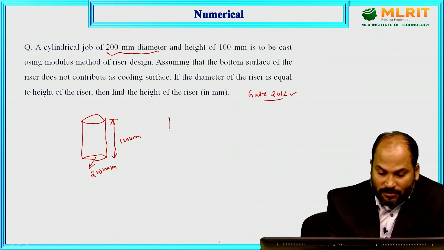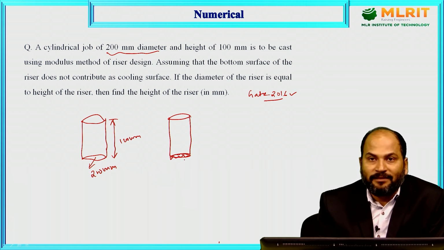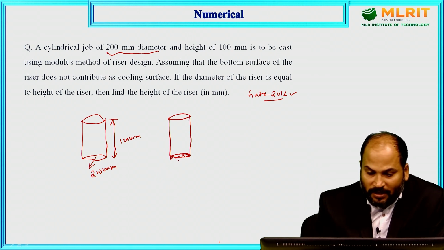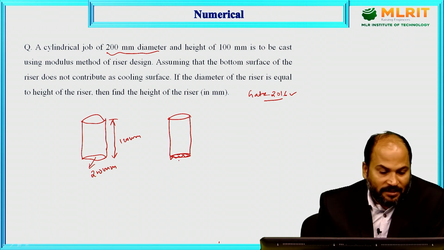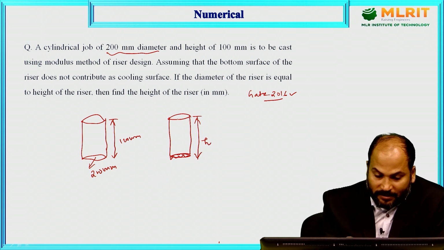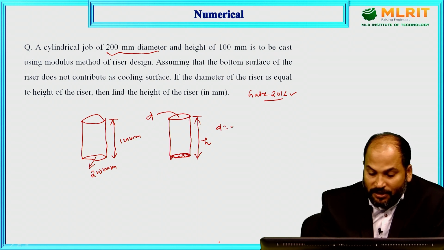Suppose this is the cylindrical riser, and what has been given is that the bottom is insulated. The meaning of insulated is that there will be no heat dissipation or heat transfer from this area. Another thing given is that the diameter of the riser is equal to the height. If we take the height as small h and the diameter as small d, then in the numerical d is equal to h.